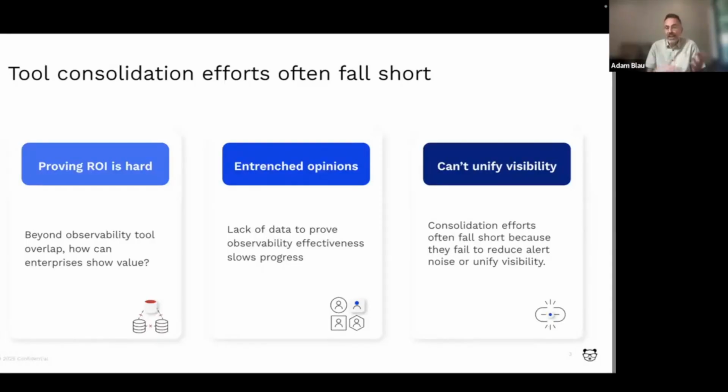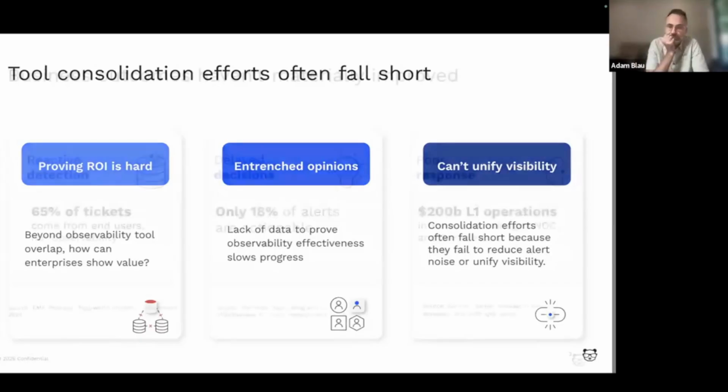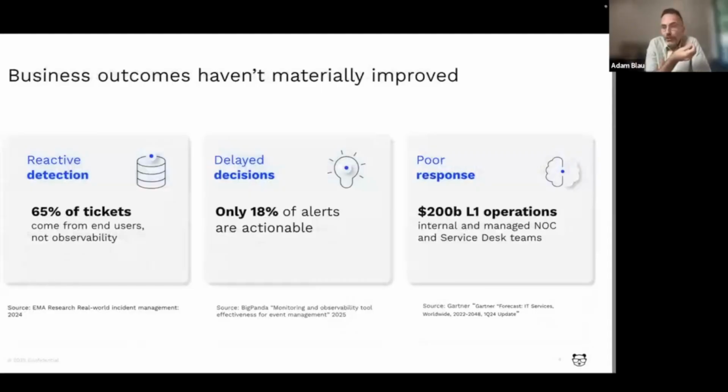So when you don't have these systems of framework, it becomes very difficult. So if we go to the next slide, that difficulty is in real, tangible business pain. The ironic part that we see happening within enterprises is they're spending 20% year over year on observability, and their ITSM costs are going up year over year. Yet 65% of tickets come from end users, not from observability.